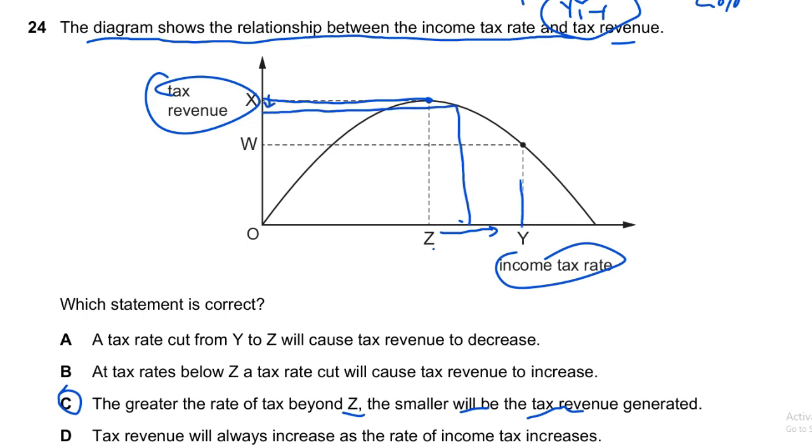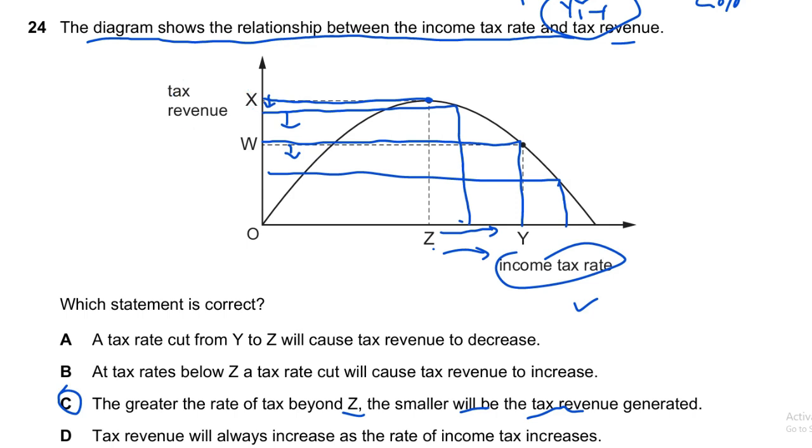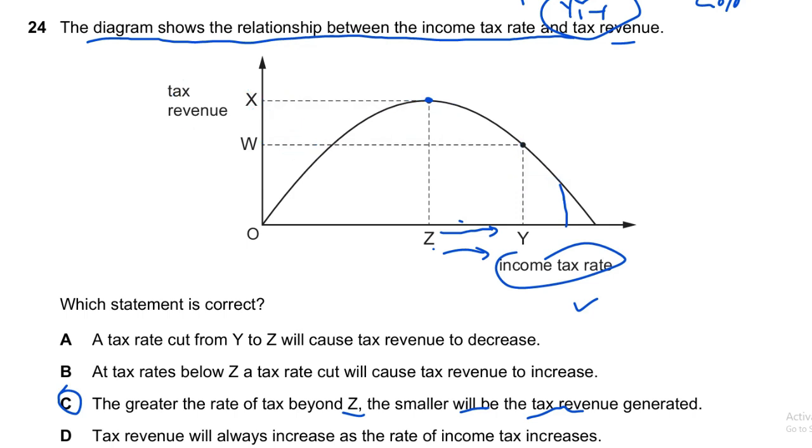If we increase the tax rate further, then tax revenue will further fall. If we increase the tax rate further, tax revenue will further decrease. So the increase in tax rate beyond Z is reducing tax revenue. So this is the correct answer. I believe you can understand other options easily if you understood what I explained for option C, that is the correct answer. However, I'm explaining one more option as well.